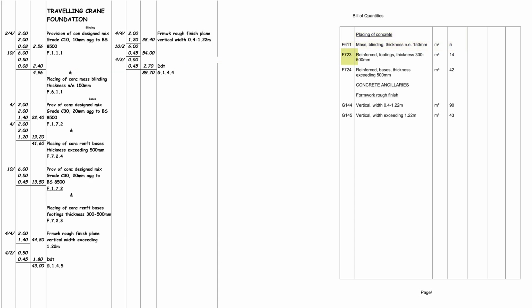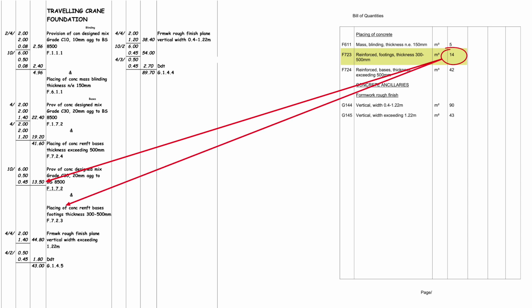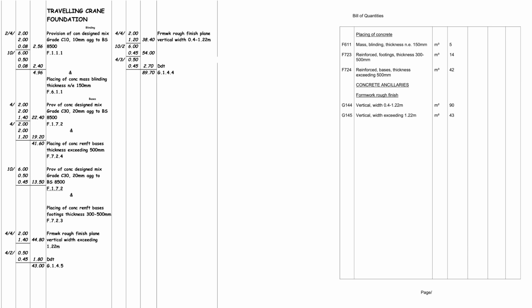The next one is reinforced footings, placing of concrete reinforced footings, thickness 300 to 500 millimeters, a code of F723, and we've got a volume of 14 cubic meters. So where does that come from? Well, let's move all the way down to nearly the bottom of the first column of the dimension sheet, and we've got the placing of concrete reinforced bases, footings, thickness 300 to 500, and we've got a volume of 13.50, rounded up gives us 14, and the code F723. F723 tallies, so that is okay.